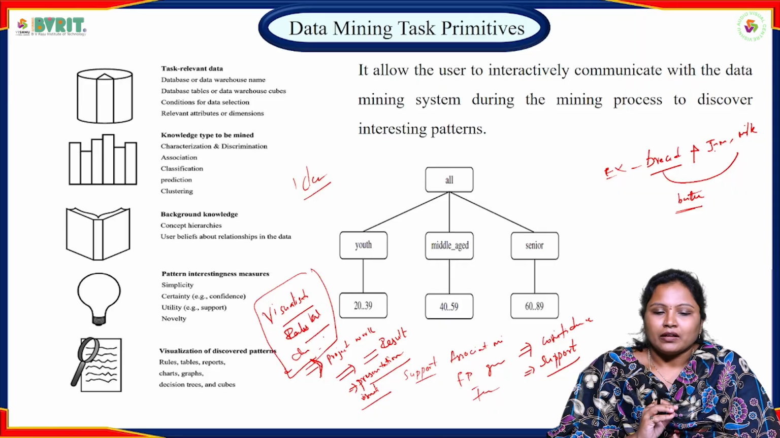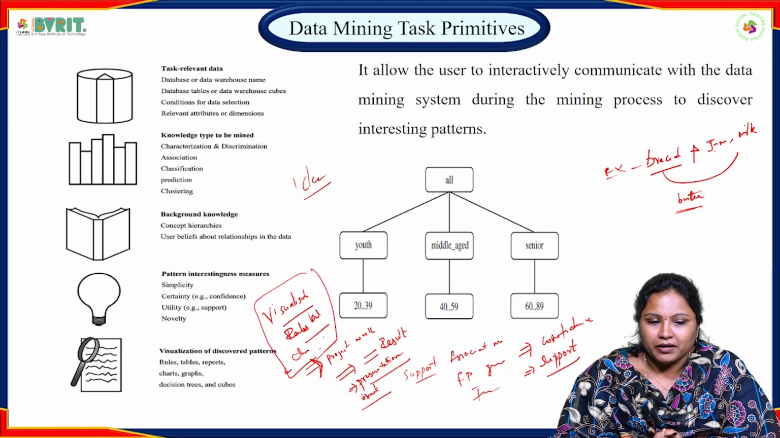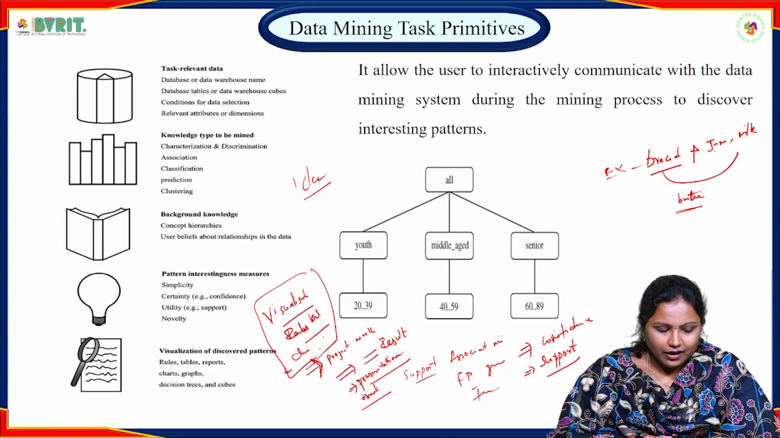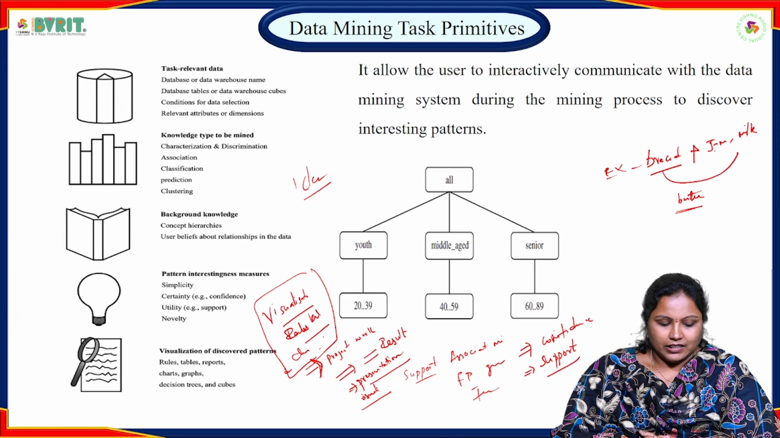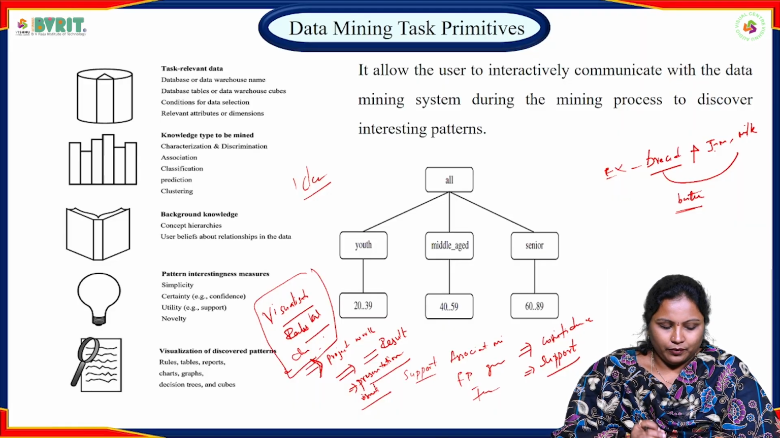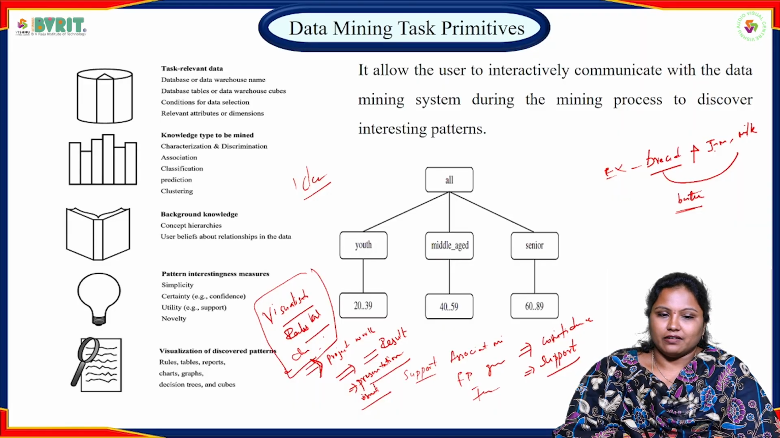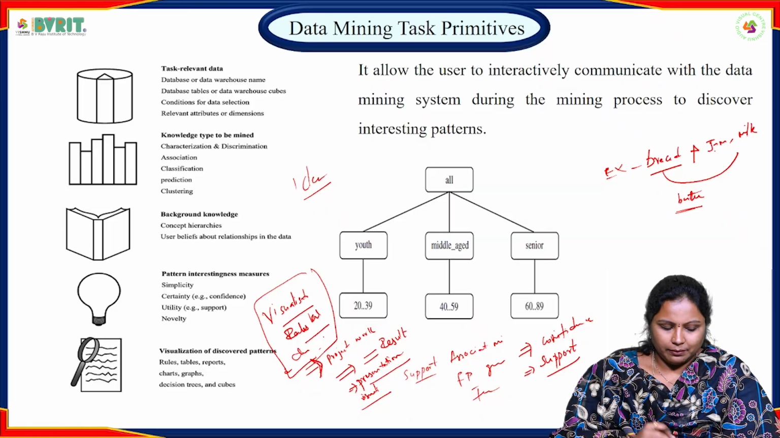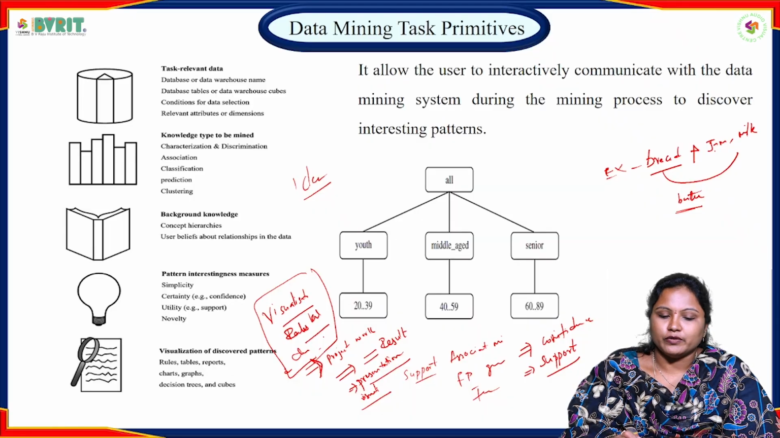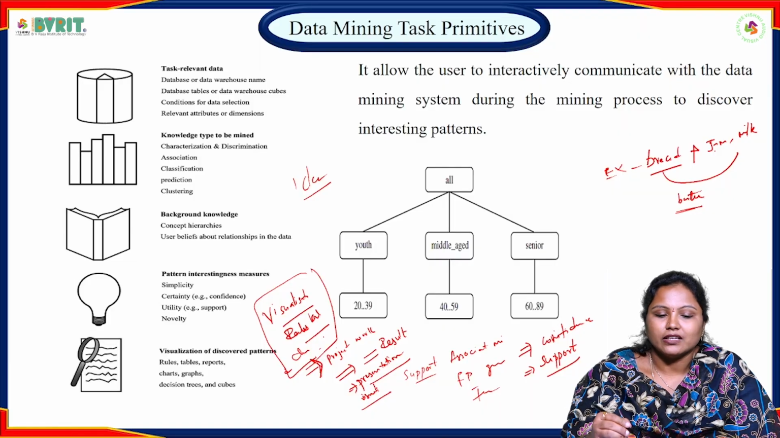So here the general data mining task primitives are nothing but task relevant data, the set of task relevant data to be mined, and specifying the kind of knowledge to be mined, and background knowledge to be used in a discovery process, as well as interestingness measures for pattern evaluation purposes, and expectations like presentation for visualization of the discovery process. So these are the general ones.